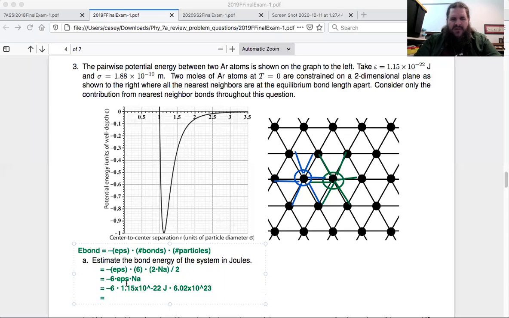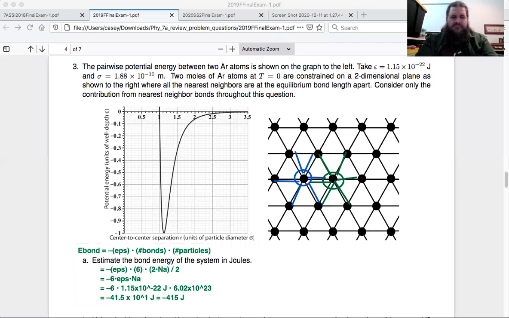Then 6 times 6 times 1.15 is going to be about 40-ish. See if I can get something a little more precise. 6 times 6.02 times 1.15, about 41.5. So 41.5 times 10 to the 1 joules, or 415 joules. Oh, I forgot the negative. -415 joules.